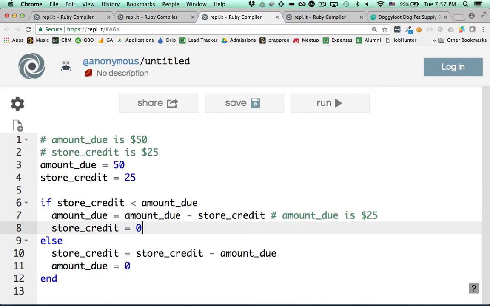Now, since you're using your store credit, we have to save that data as well. And you've used all your store credit because you didn't even have enough store credit to make the entire purchase. So you depleted your store credit. By definition, if your store credit was less than your amount due and you're using as much store credit as you have towards that purchase, then your store credit is going to be reduced to $0. Does that make sense?